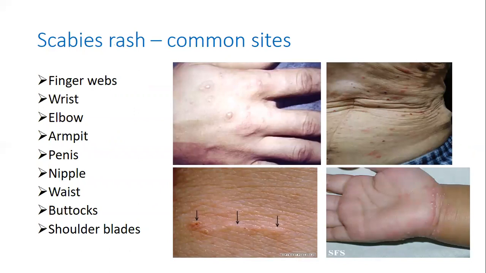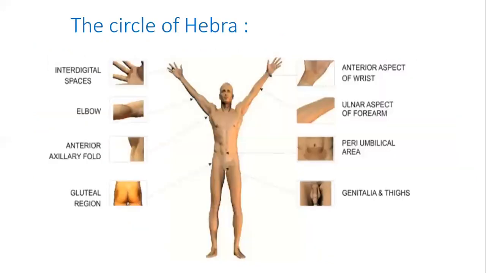These are the common sites where the scabies rash will be present: finger webs, wrist, elbow, armpit, penis, nipple, waist, buttocks, and shoulder blades. It is represented by the circle of Hebra, an imaginary circle intersecting the main sites of involvement like the axilla, elbow flexures, wrists and hands, and crotch, which has long been called the circle of Hebra.